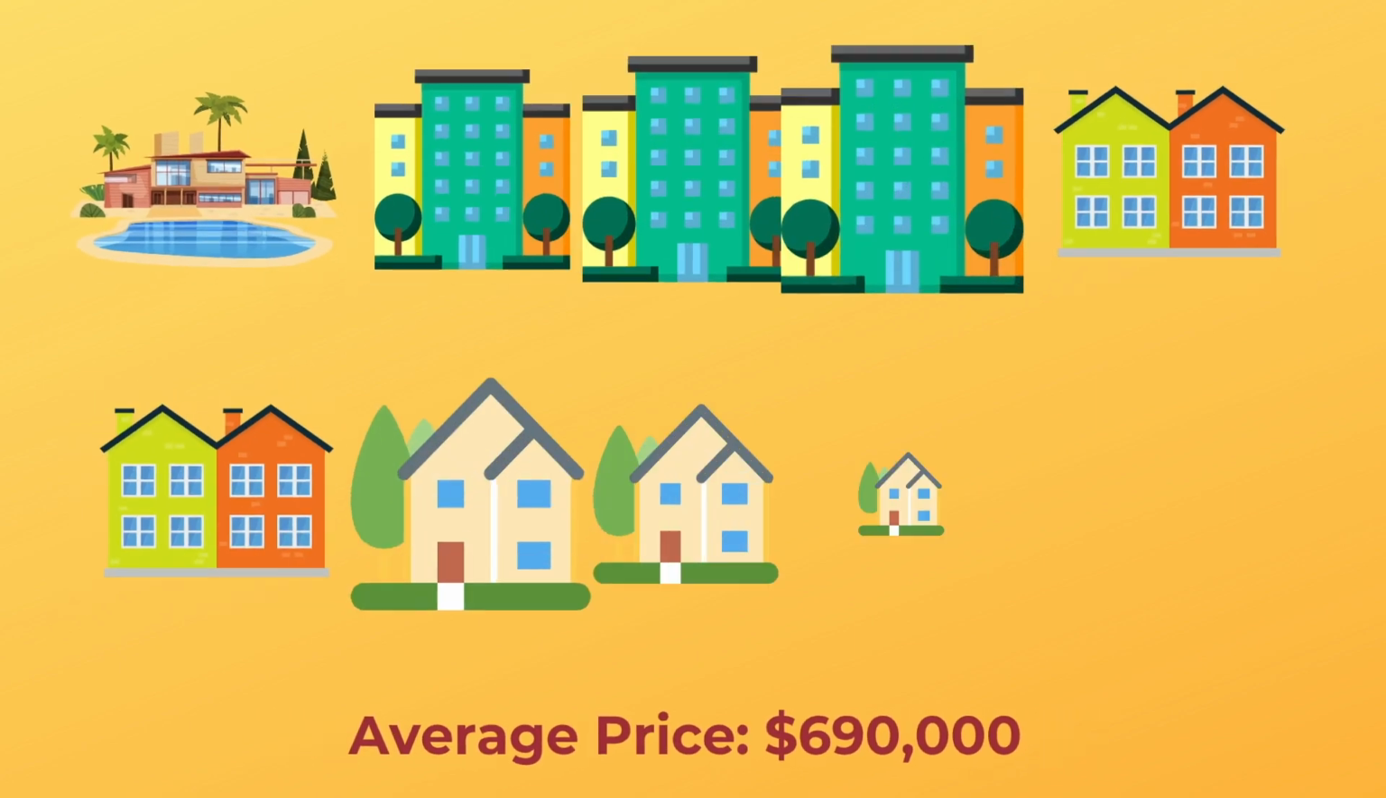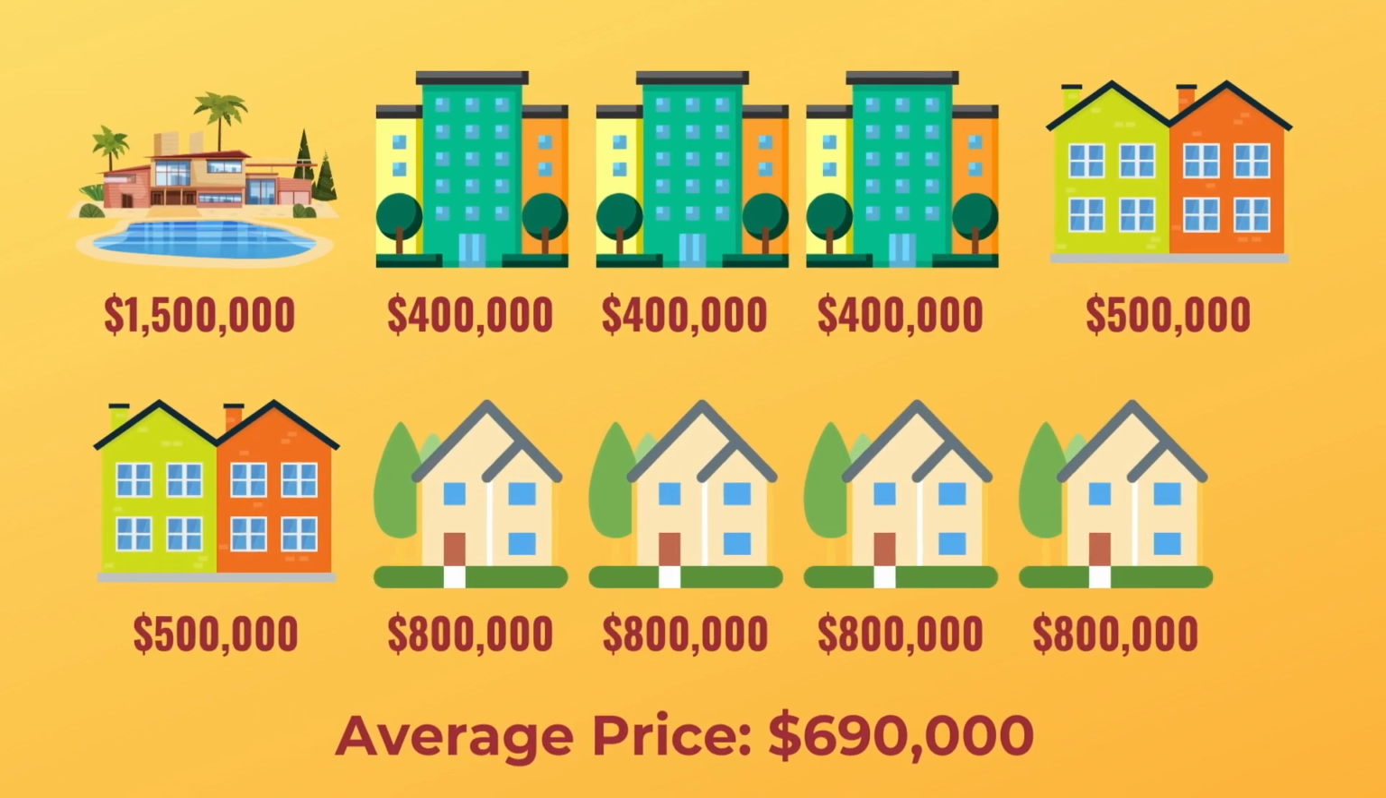But of course, that isn't a very good real world example because you're not going to have 10 identical houses selling in a month. So let's give you a more realistic example where you've got a mixture of properties that are going to be sold in that month. There's one McMansion that sells for $1.5 million, 3 condo apartments, each selling for $400,000, 2 townhouses, each selling for $500,000, and 4 single family homes that each sell for $800,000, meaning your average price is $690,000.